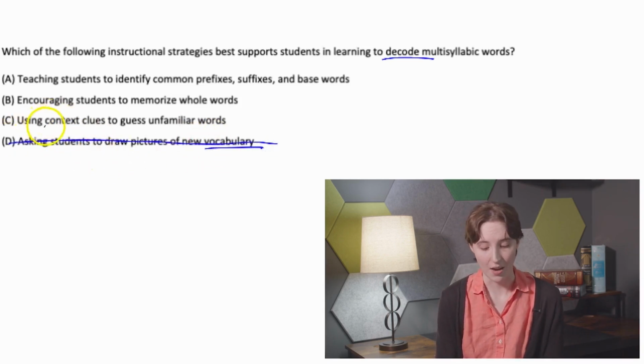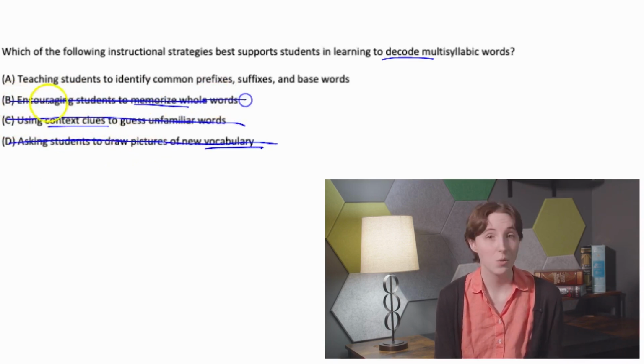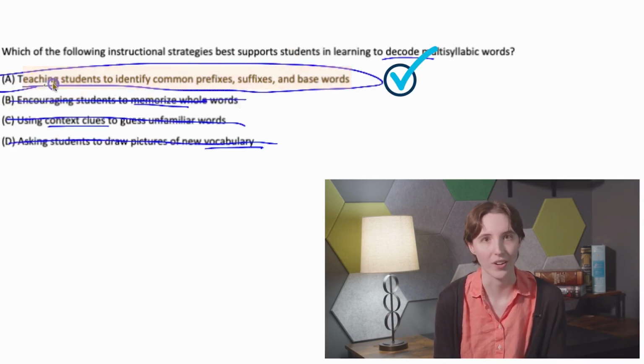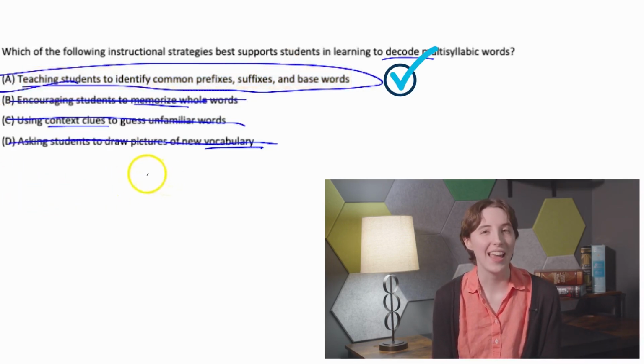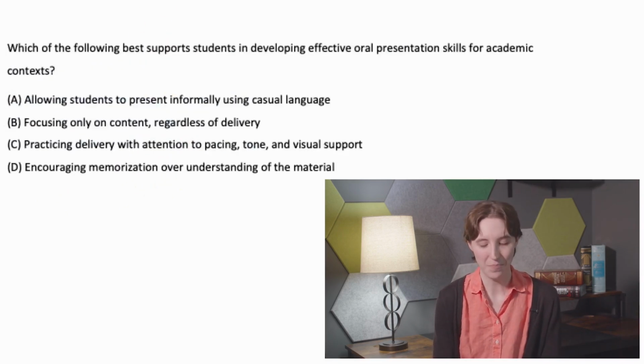It's not asking about understanding the meaning of words either, which is what we use context clues for, so it's not C. We also know that memorization doesn't foster decoding or transferable reading strategies. We're left with option A, which is focused on morphological awareness, an essential skill for decoding longer words. Out of these options, A is certainly the best. Great job. Let's do another.